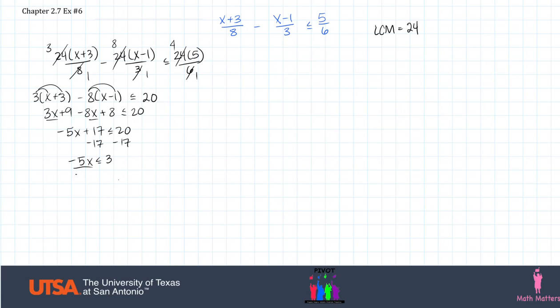So then if we divide this by negative 5 and then divide the other side by negative 5, that sign is going to flip because it's a negative. So x is greater than or equal to negative 3/5.